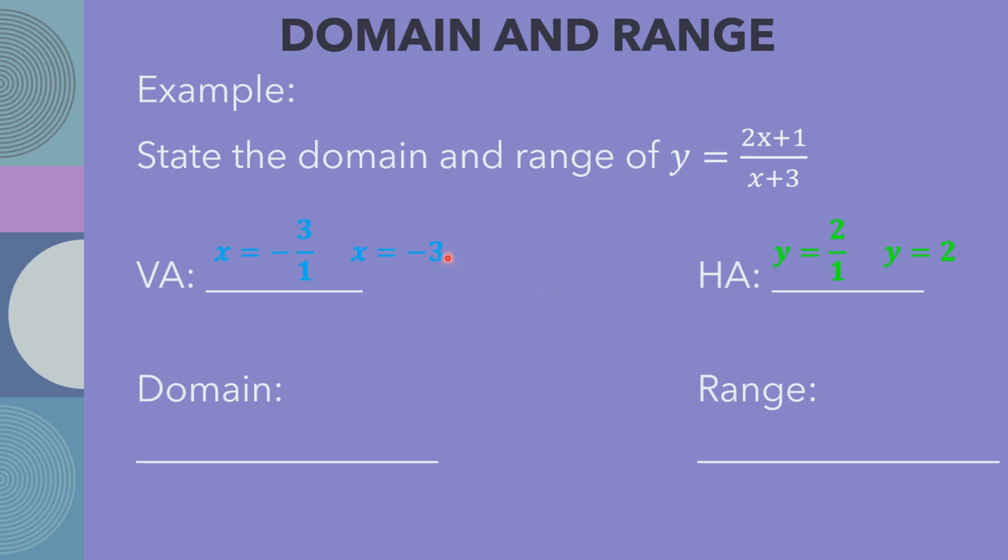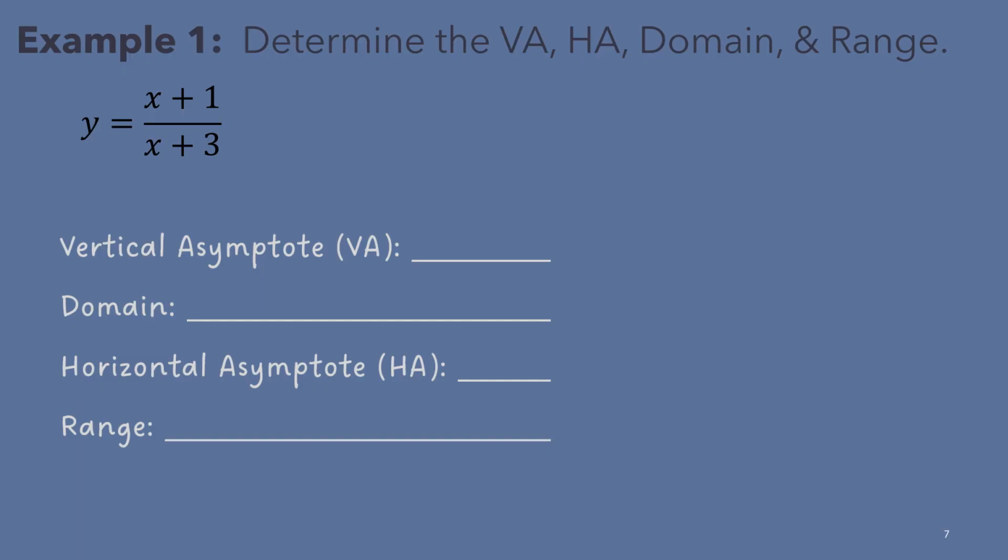Remember, our vertical asymptote splits the domain. The domain will go from negative infinity to -3, union negative 3 to infinity. And the horizontal asymptote splits the range. So our range will go from bottom to top, negative infinity to 2, union 2 to positive infinity. So determine those vertical and horizontal asymptotes first so that you can get your domain and your range. All right, we're going to go through a few examples and see if we've gotten this down pat.